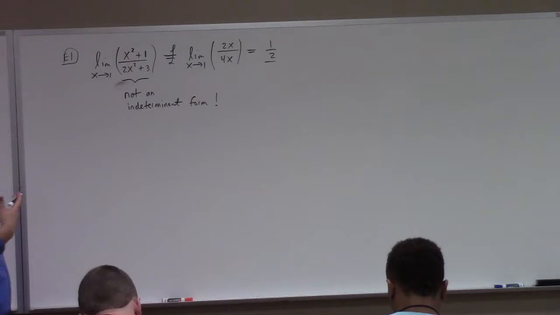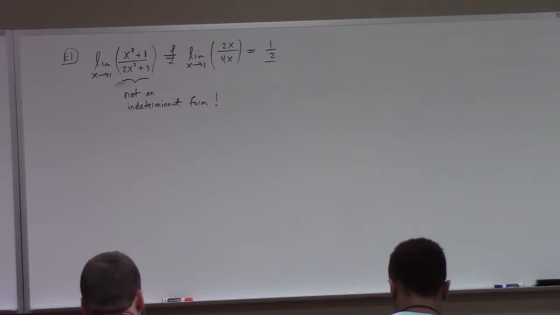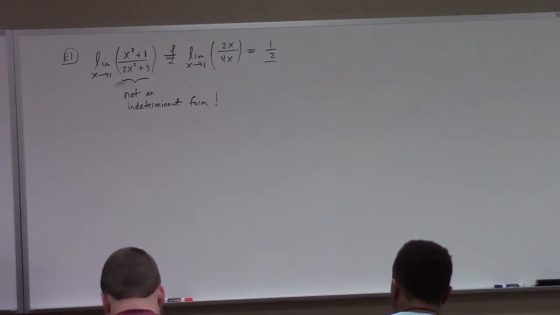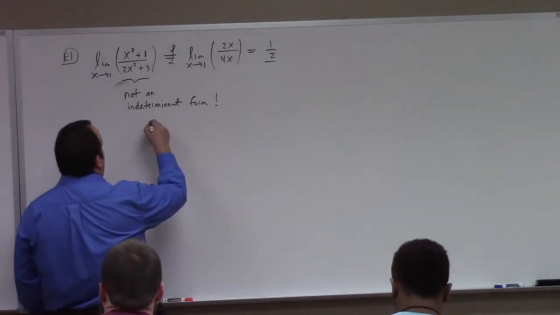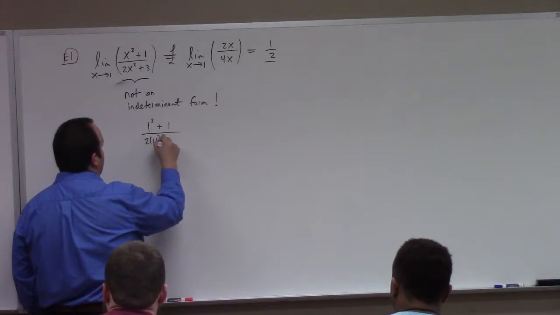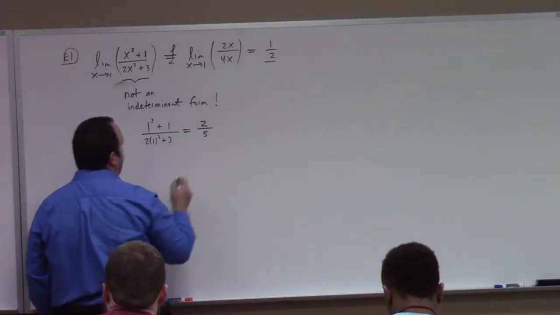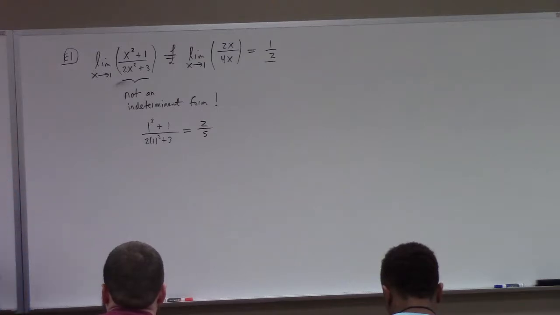Right? As x goes to 1, is that expression defined? I mean, can you plug 1 into that without violating rules of arithmetic? Absolutely you can, right? 1 squared plus 1 over 2 times 1 squared plus 3 is 2 over 5. Of course, 2/5 is not 1/2. So L'Hopital's rule does not always apply.